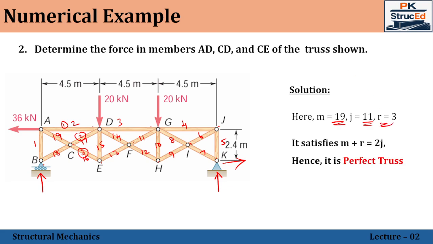Now substituting, we have m plus r is equal to 2j. Here 19 plus 3 will be equal to 22. In this case, 2 into 11 is also 22. So both sides are equal. Therefore, the given truss is a perfect truss.